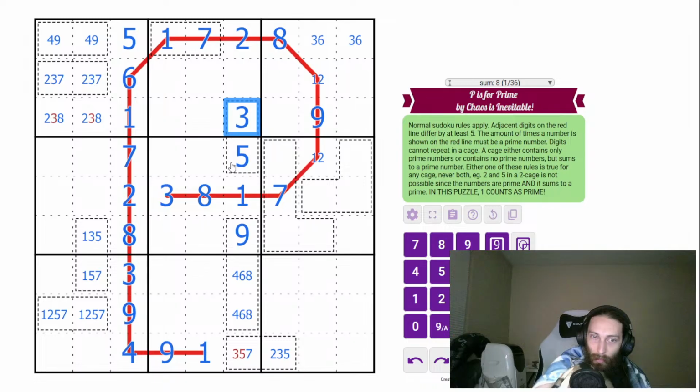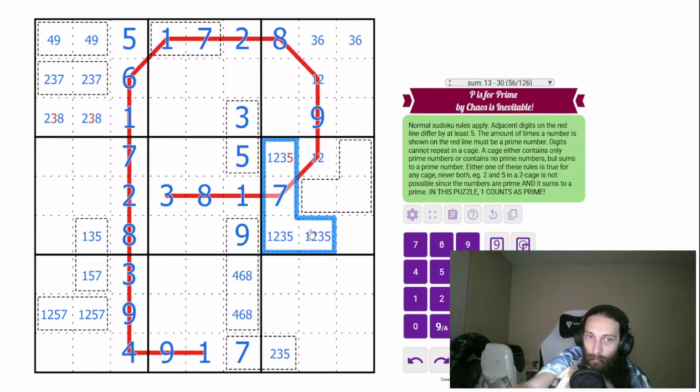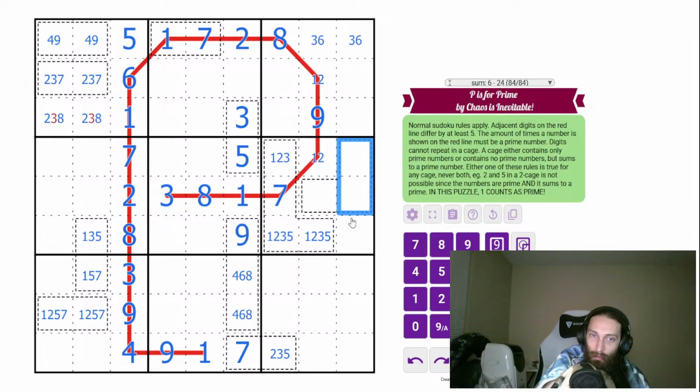5 and 3 makes 8. 7 and anything. Oh, we know the 4 cage in box 6 has to all be prime. Yeah. 1, 2, 3, 5, 7. So 7's gone, and this one is 5. And so these are all 4, 6, 8, 9.